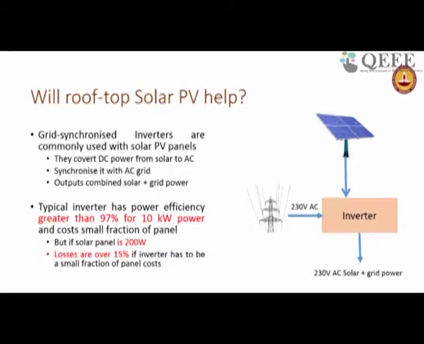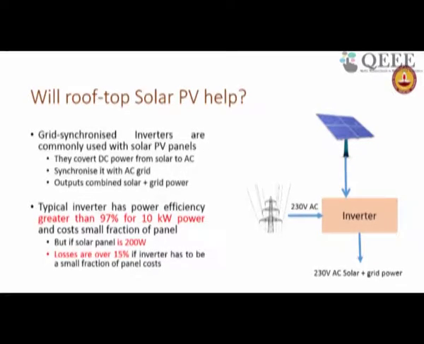What happens if the solar panel is 200 watts, 250 watts? That's where the problem is. Once again, design this with synchronization at a somewhat ordinary cost. Losses are at least 15%, if not more, at least 15%.